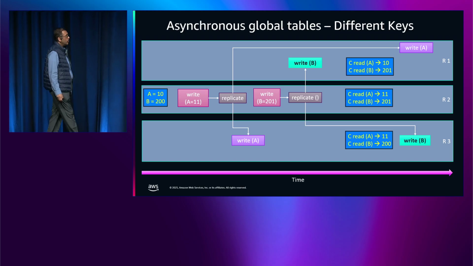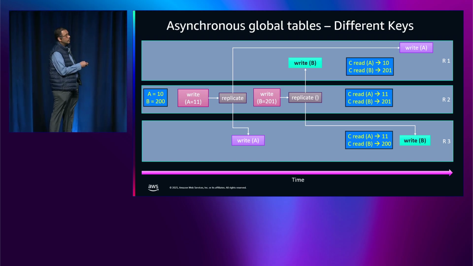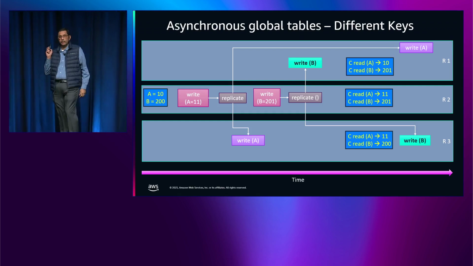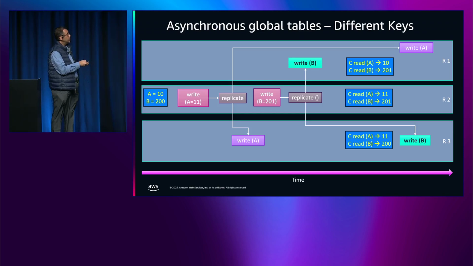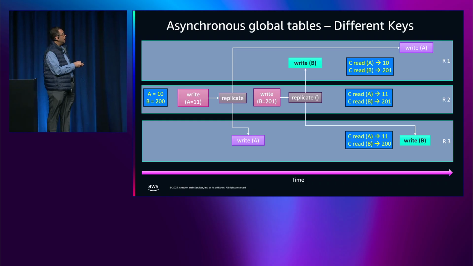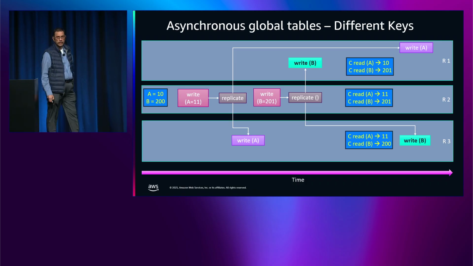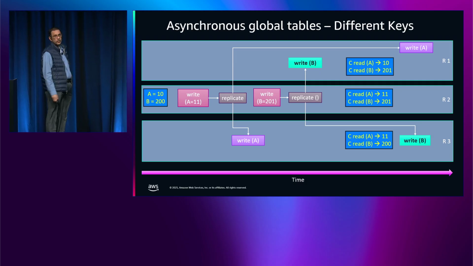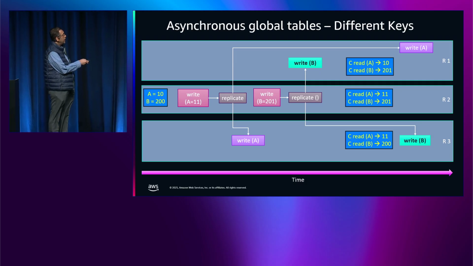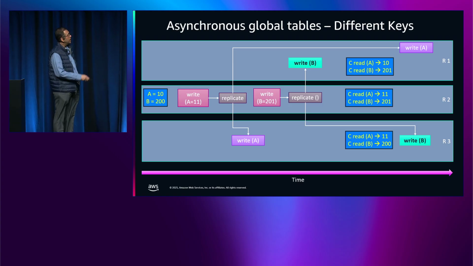What happens about ordering? I told you that ordering is on a per key basis. Let's assume that these are two different items. On the first item, the initial state is 10. On another item, the initial state is 200. I perform a write, A equals 11. This item has been modified. At a later time, I write B equals 201. So these are two writes which occur in this order.